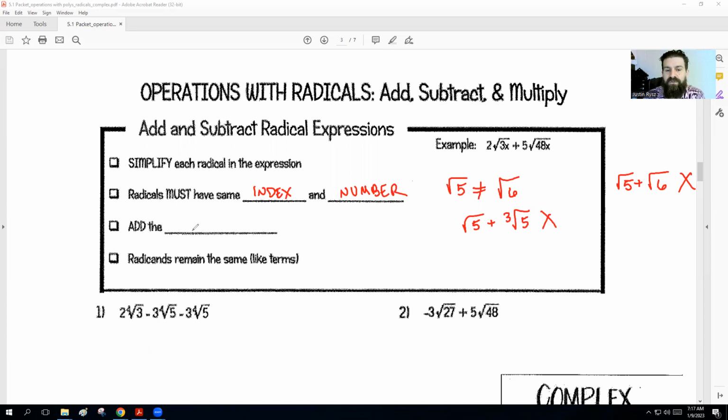What we will do when we add or subtract is add the numbers in front. The radicals do not change, just like how 2x plus 3x is 5x. If I've got 2 radical 7 plus 3 radical 7, that's going to be 5 radical 7s. So we're going to start off simple, and then we're going to go through.